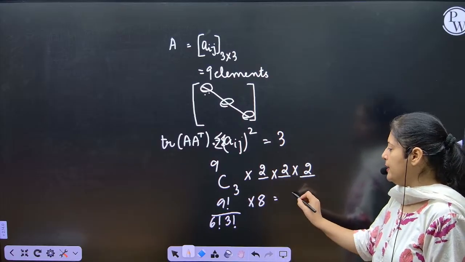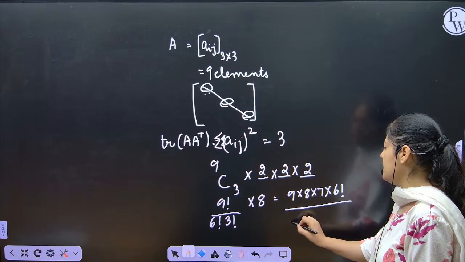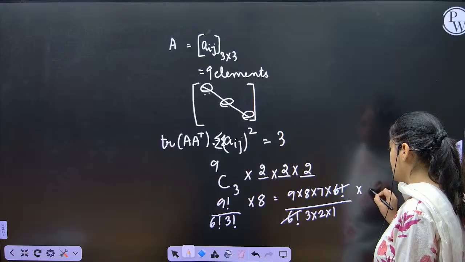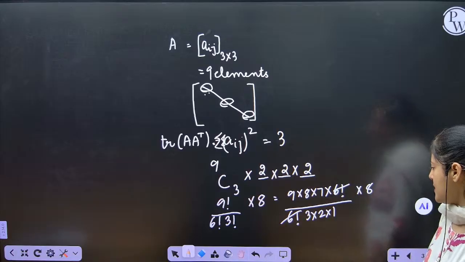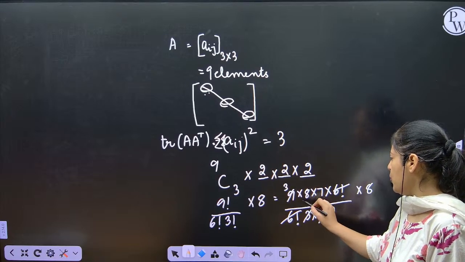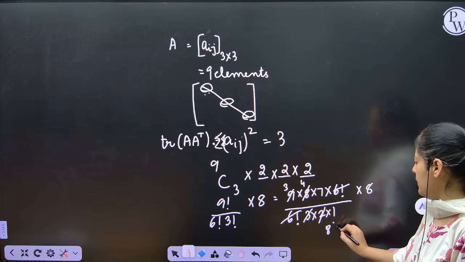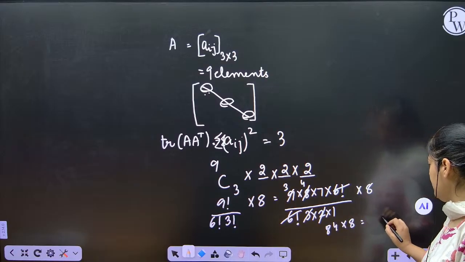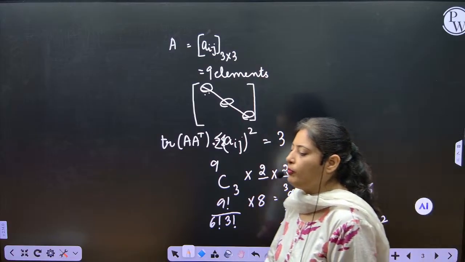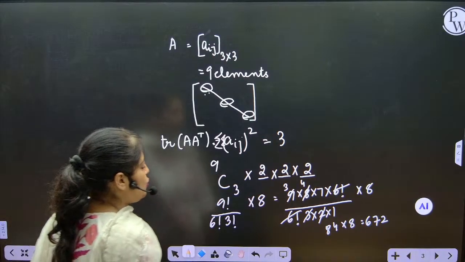So simplify this now. 9, 8, 7 into 6 factorial, the 6 factorial will get canceled over here, over 3 into 2 into 1. Into 8 as it is. So 3 3s are 9, 2 4s are 8, what is it coming? 12 7s are 84. 84 into 8, if I simplify, 672. I hope I'm clear to everyone. 672, which option? C option is getting matched.